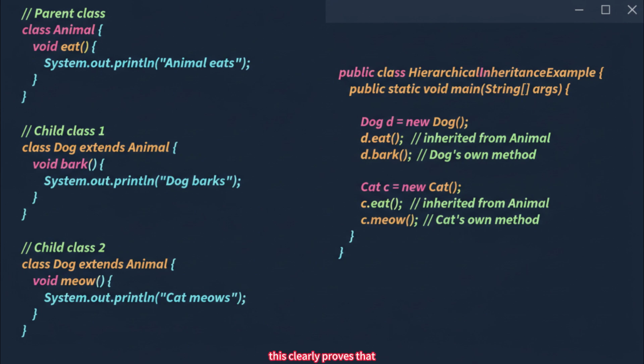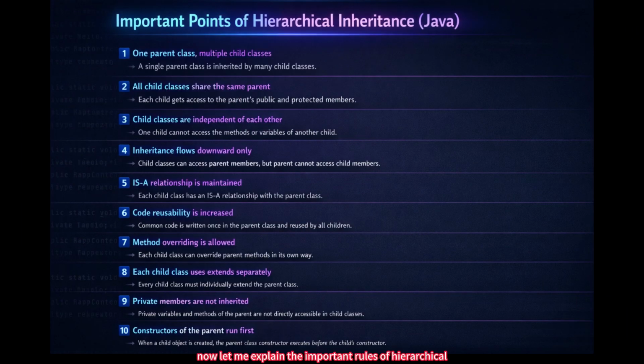This clearly proves that both Dog and Cat share the same parent class. Both can use the parent's methods. But each child has its own behavior. Now let me explain the important rules of hierarchical inheritance, one by one. One parent class, multiple child classes. A single parent class can be inherited by many child classes. All child classes share the same parent.